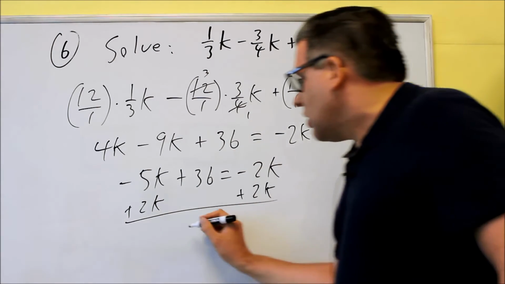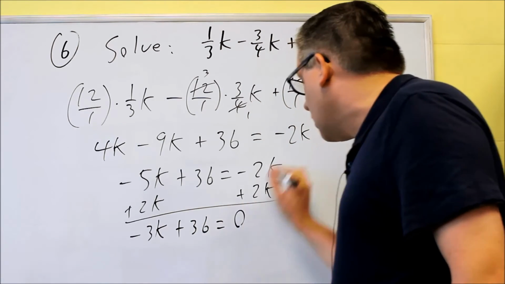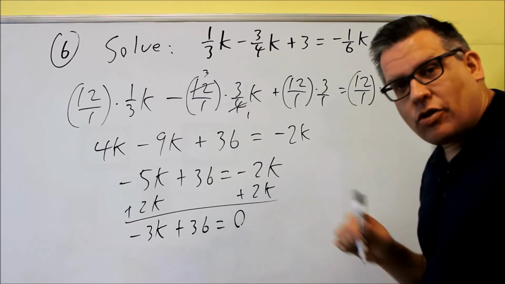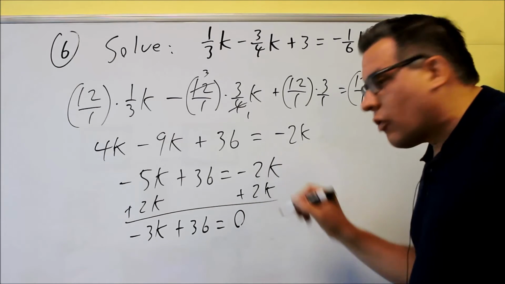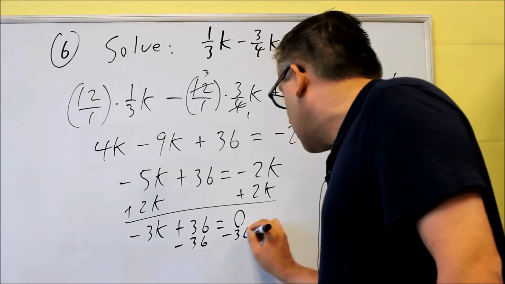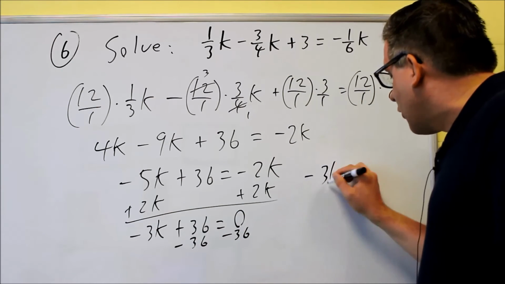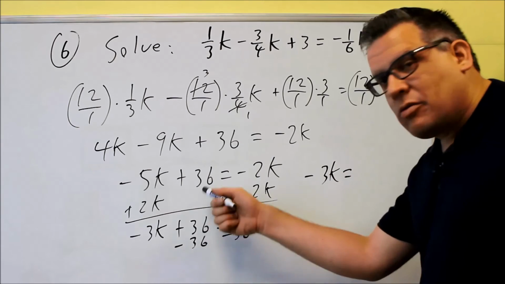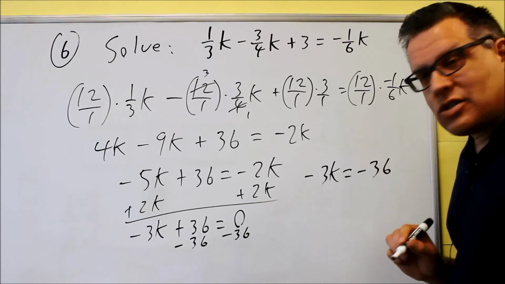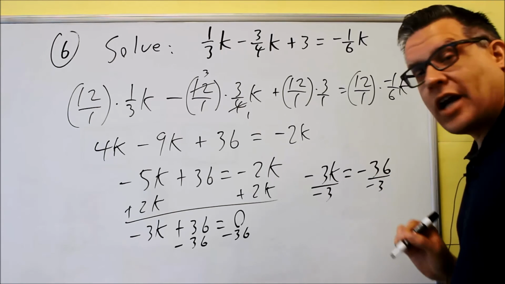Negative 5 plus 2, I get negative 3k, and I still have plus 36 equals, this is going to be 0 on that side. Now I need to get the 36 over to the other side, since there's nothing over here that canceled it out. I have a plus here, so the opposite operation is subtraction, so I'm going to subtract 36 from both sides to get rid of it. I get negative 3k equals 0 minus 36, which is negative 36. Then I want to divide both sides by negative 3 because that's multiplication there. I want to get k by itself.